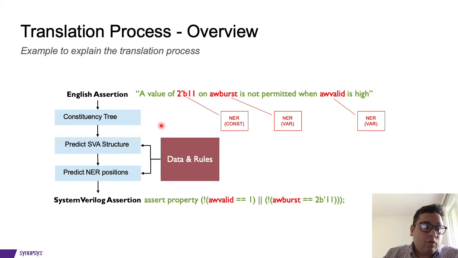And then we predict the structure of the SVA using our generator network. Then we use our pointer network to predict the NER positions. Once we have the structure and once we have predicted the positions for the NERs, then we can create our final SystemVerilog assertion for this English sentence.